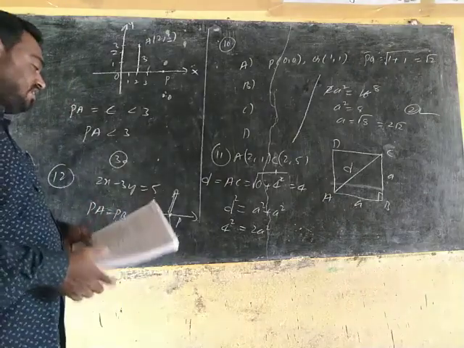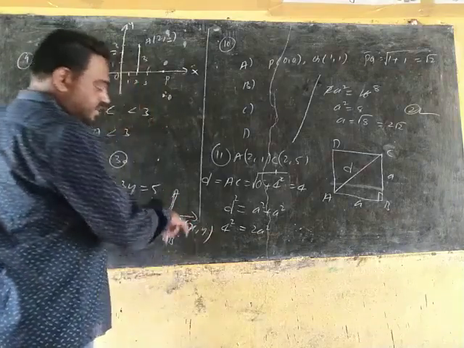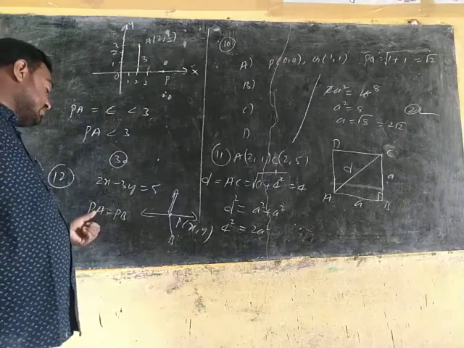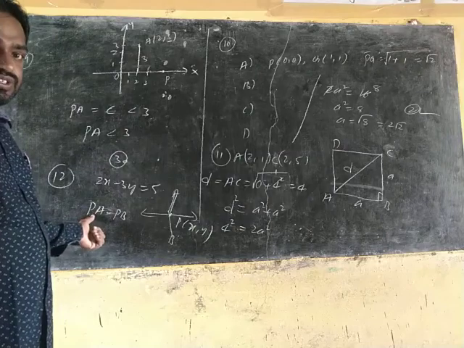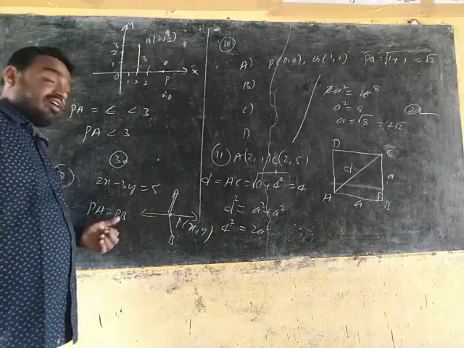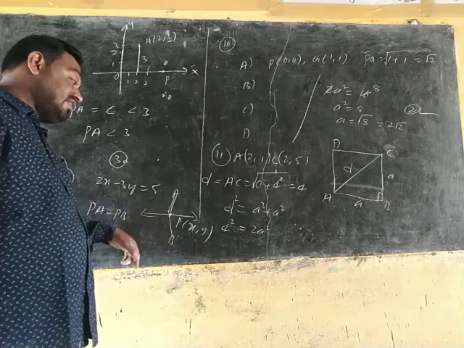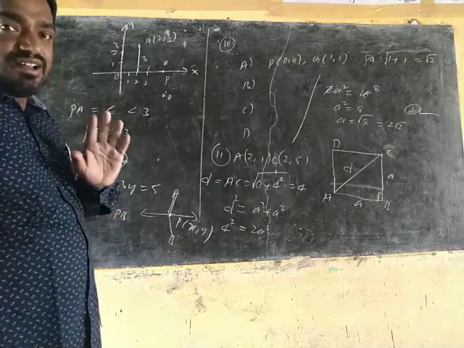By using the P coordinates, you take it as x comma y. The A and B coordinates are given. Next, use the distance formula between PA and PB, and you square both sides. Then you get one equation. Next, solve that equation together with this equation, and you get the point. That is one method.